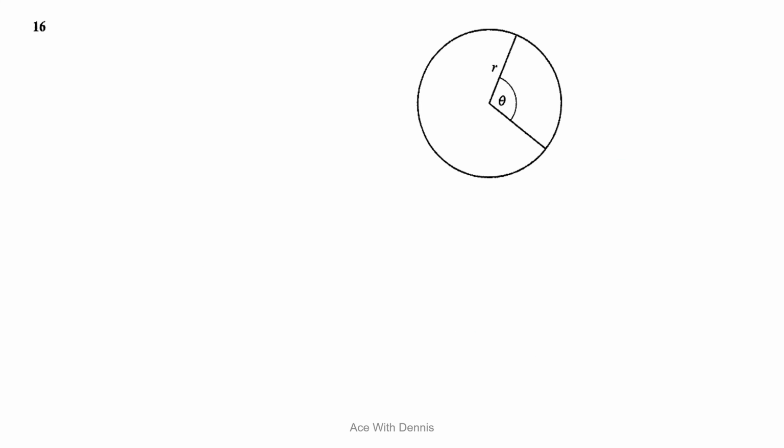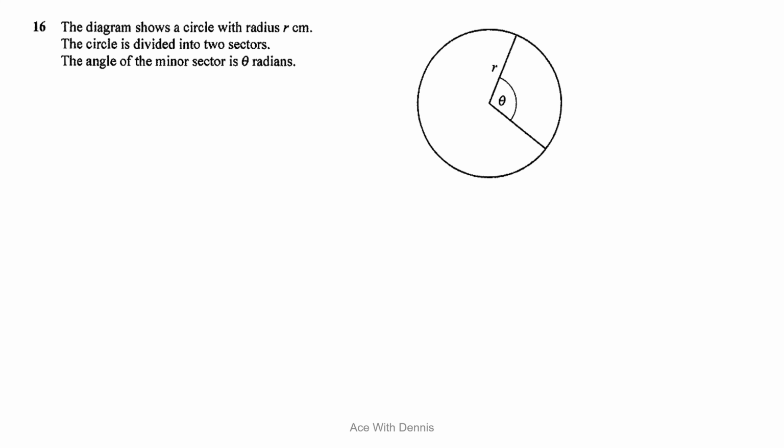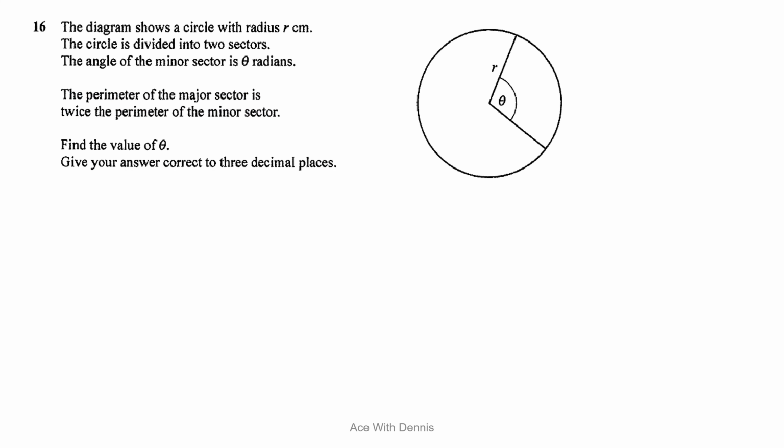Question 16. Given this diagram. The diagram shows a circle with radius r centimeters. The circle is divided into two sectors. The angle of minor sector is theta radians. The perimeter of the major sector is twice the perimeter of the minor sector. Find the value of theta. Give your answer correct to 3 decimal places.